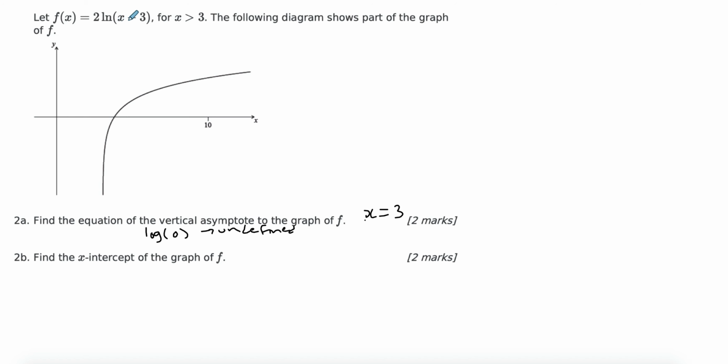Or you can think of it as, well, the minus 3 is a shift to the right by 3. So if the vertical asymptote is meant to be at 0, then a shift to the right by 3 is going to make the vertical asymptote x equals 3.